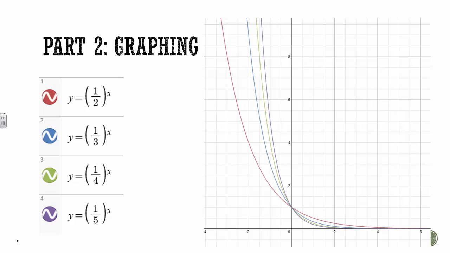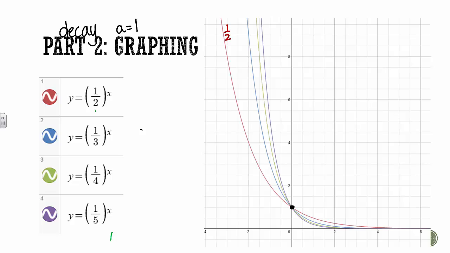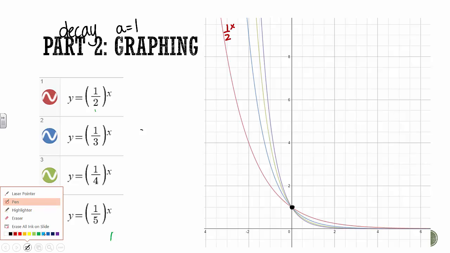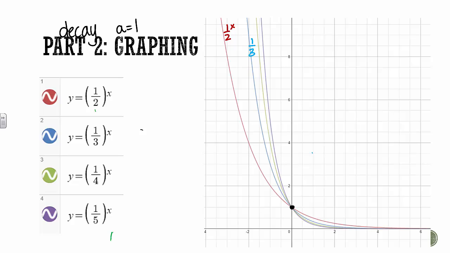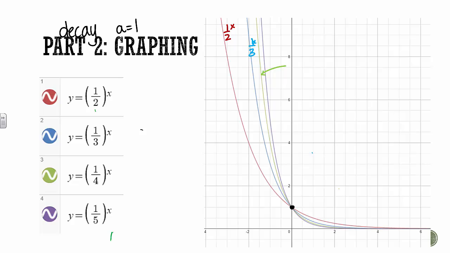Where when we're looking at decay, all of these still have an a value of 1. So if you look, they all cross right here at 1. A decay value of 1/2 means that half of it is going away every single time. And again, make sure that you can find each of these. This is 1/2 to the x. The blue one is next, that's 1/3 to the x. The green one should match up here, that's 1/4 to the x. And then finally the purple one is 1/5 to the x.